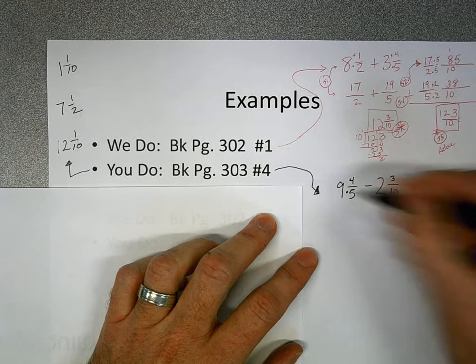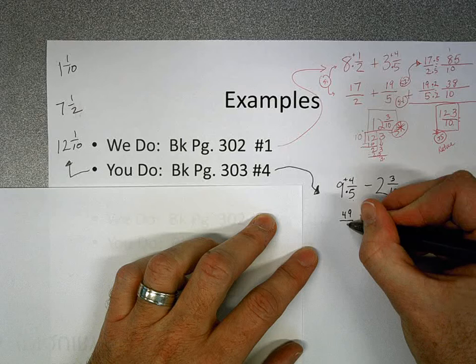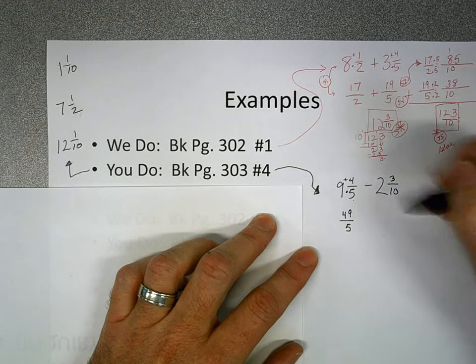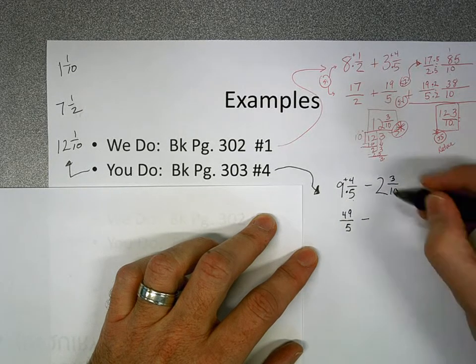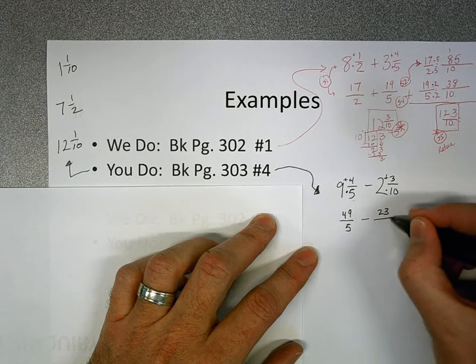So we have 45 plus 4, 49/5. Remember, denominator stays the same. And this one, of course, we can bring our subtraction sign down. 10 times 2 is 20, plus 3 is 23, 23/10.